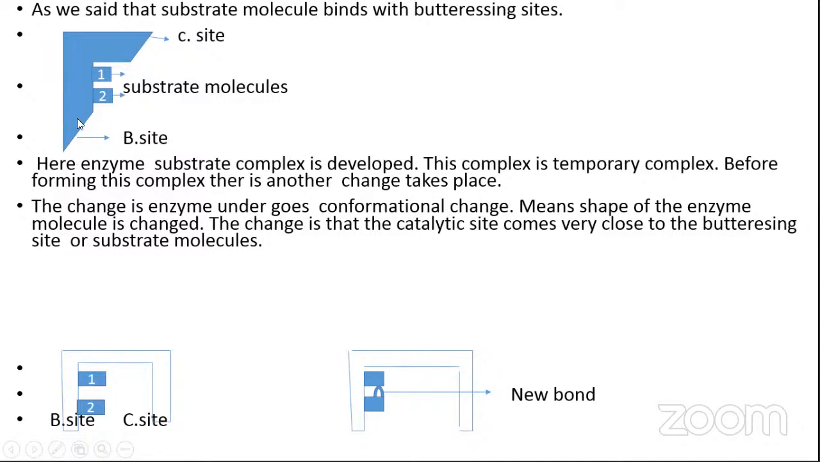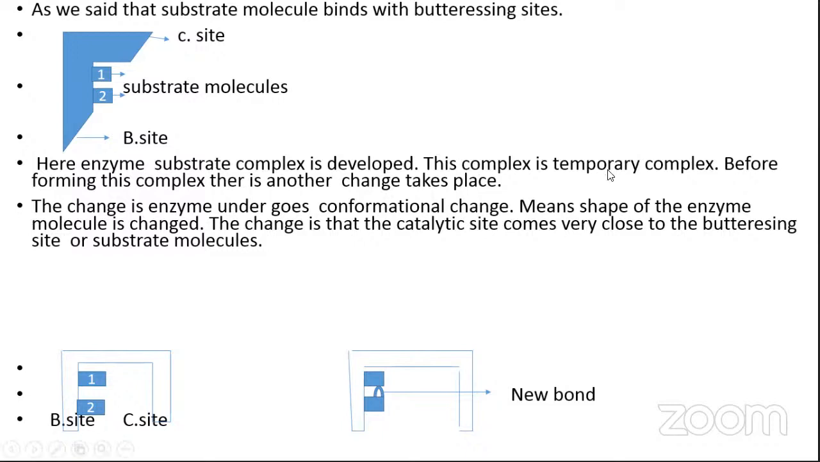In this way, this enzyme with substrate molecules gives a temporary complex. That is the enzyme substrate complex. So here the enzyme substrate complex is developed. And this complex is temporary. It is not permanent. And this temporary complex further shows changes in giving the end product.